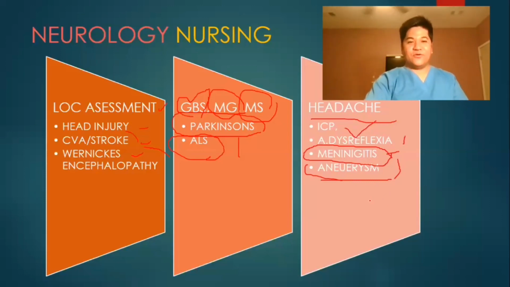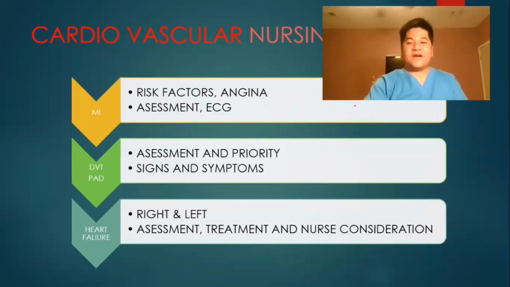Okay, that's for neurology nursing. Now for cardiovascular nursing, we have to know about angina. Stable or unstable? What are the risk factors of having a myocardial infarction or cardiovascular disease? We need to know the assessment of angina, stable versus unstable, and leading to MI. So what do we need to consider?